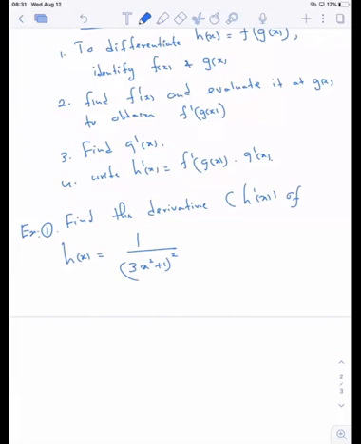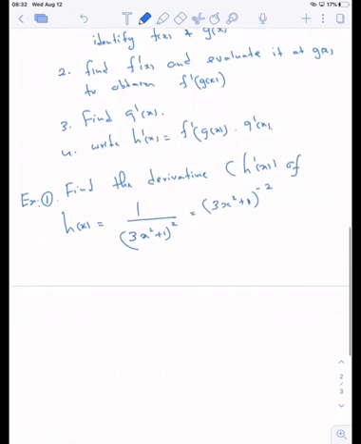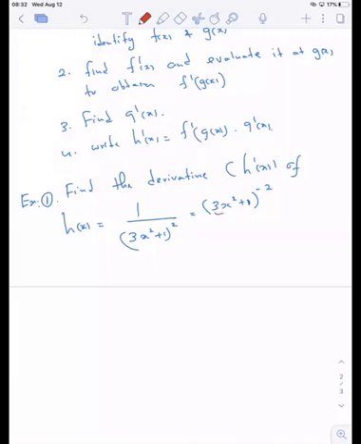And if this is not clear, you can write the same thing by bringing this up. The power will be minus 2, right? Now how can we find the derivative of this one? As I mentioned above, the first thing is you need to identify what is g(x) and what is f(x). In this situation, you should be able to understand that this is the function which we can call g(x). So g(x) will be 3x squared plus 1, right? So this is the function g(x).